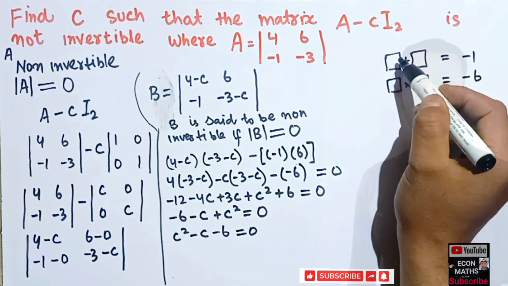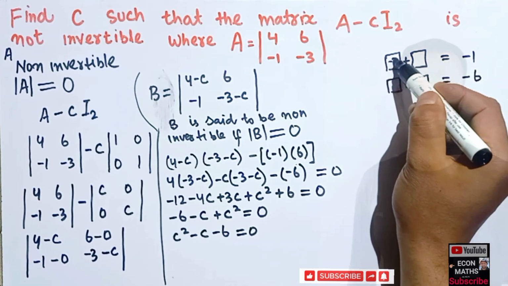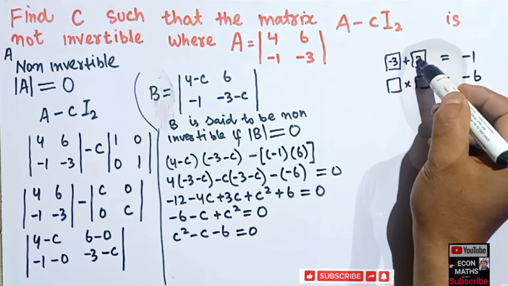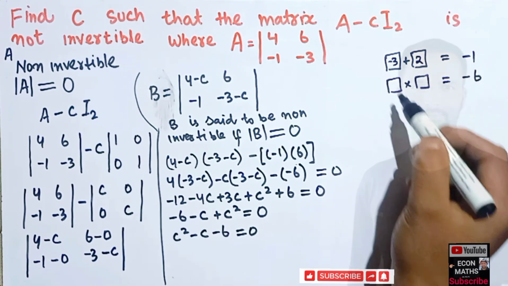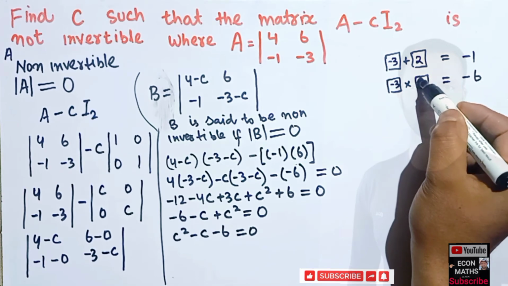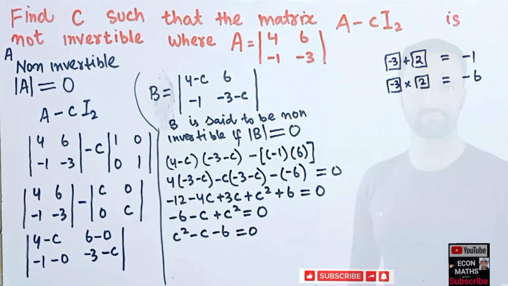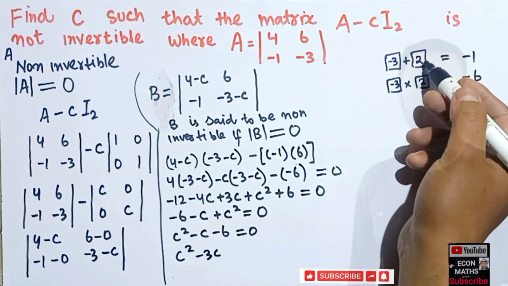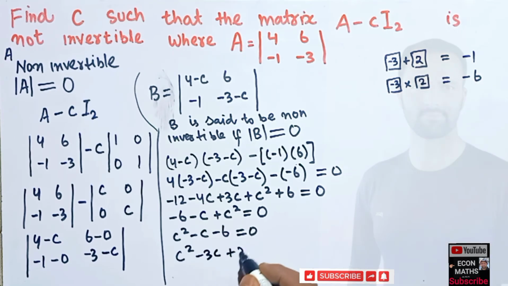If I write here -3 and plus 2, so -3 plus 2 is equal to -1. Similarly, we have -3 into 2, so this is -6. So I can write here c square, then we have -3c. I'm just splitting the middle term, plus 2c, then we have minus 6 is equal to 0.